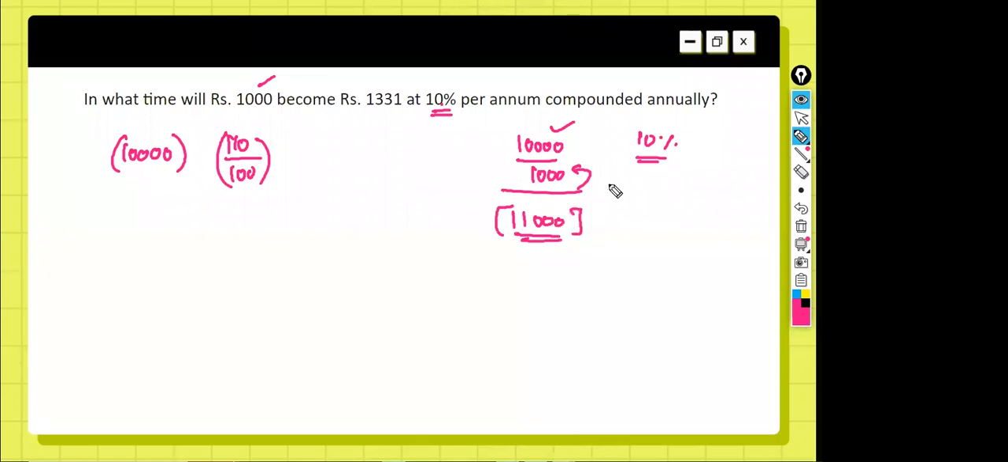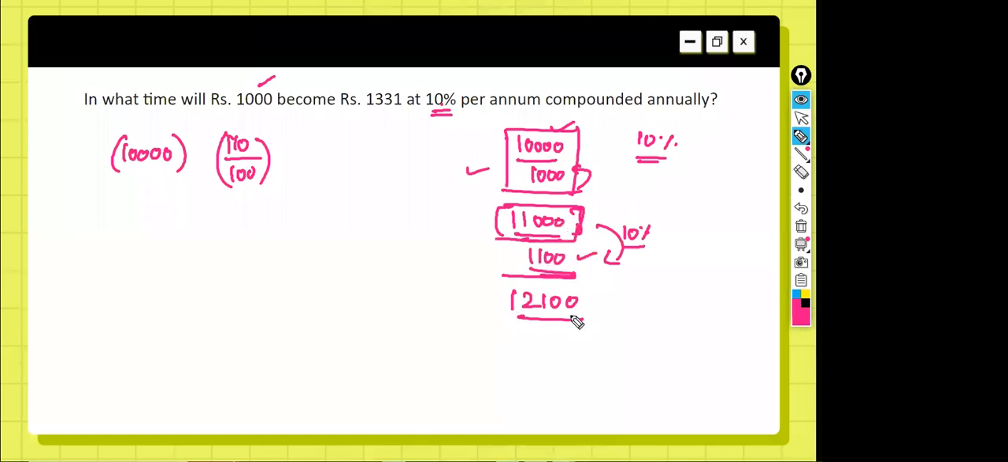Don't worry, focus on the learning. So 11,000 is the new principal. Next year, what will happen? They'll give 10% interest on this 11,000. What is 10% of 11,000? 1,100. That 1,100 also will be added to the principal, and now the new principal will be 12,100. Next it will add another 10%. What is 10% of 12,100? 1,210. So now the new principal will be 13,310.